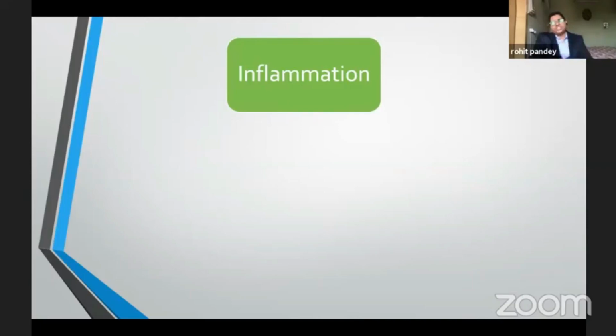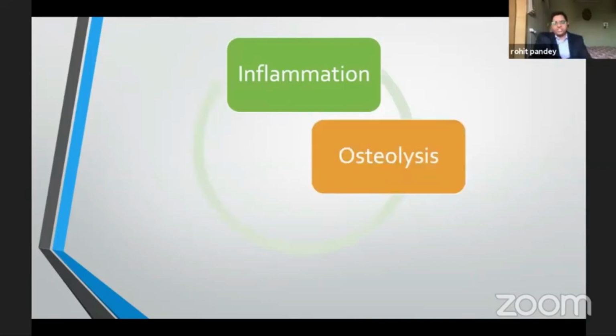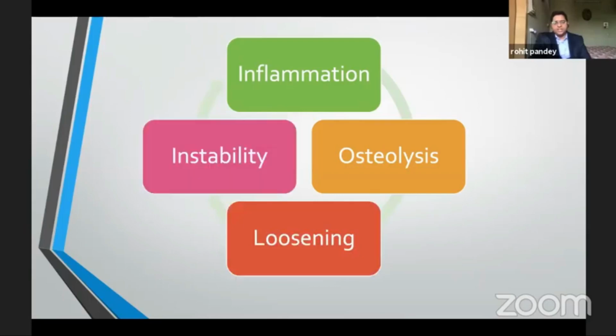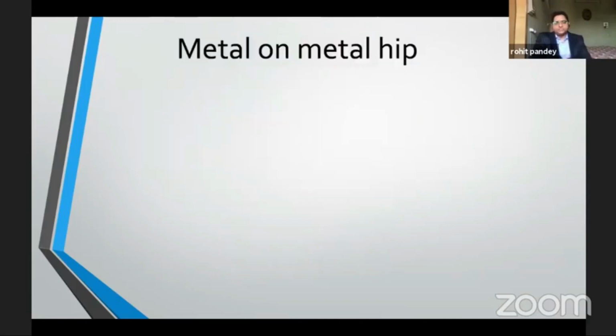It has a vicious cycle in which initially there is inflammation that leads to osteolysis, then it causes loosening, and that causes instability. And the cycle goes on like this.